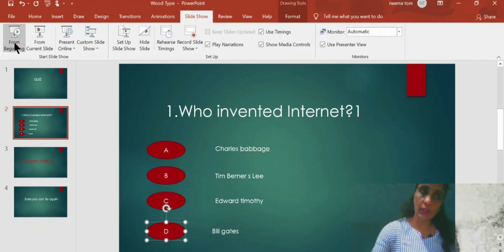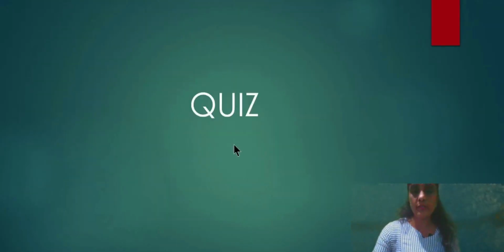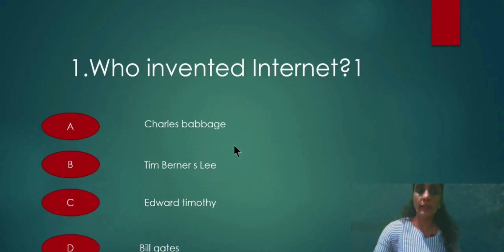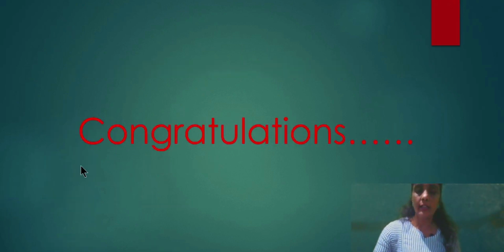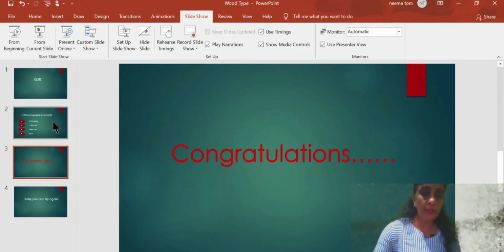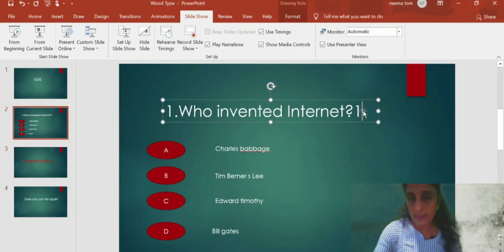Now let us see the slideshow. From the beginning, this is the quiz. First slide: who invented internet? Here the first answer is wrong. I am selecting option B button. Congratulations. Here when we enter into the slide, you can use the transition and play sound option. Now I am not using that sound.